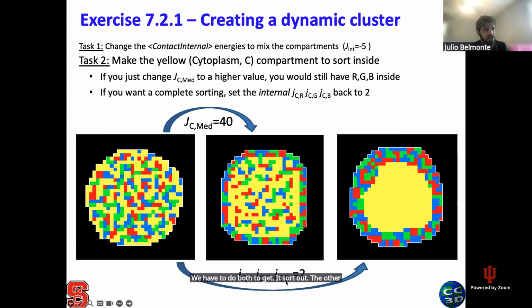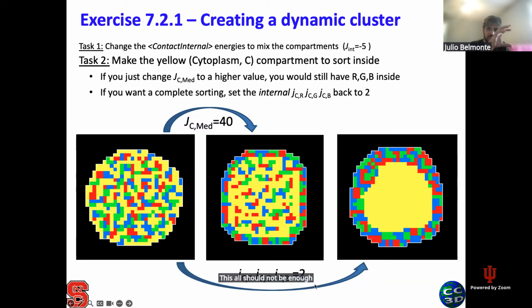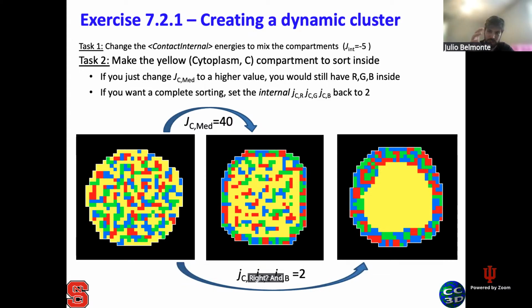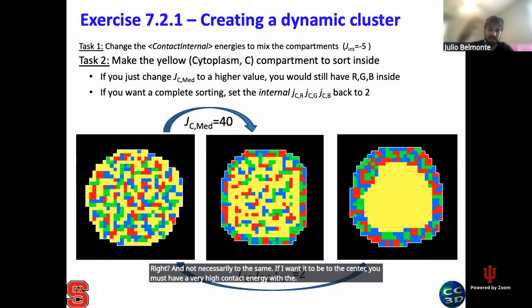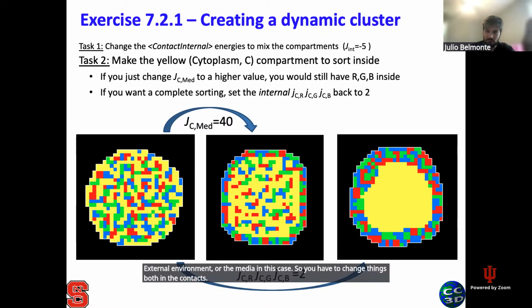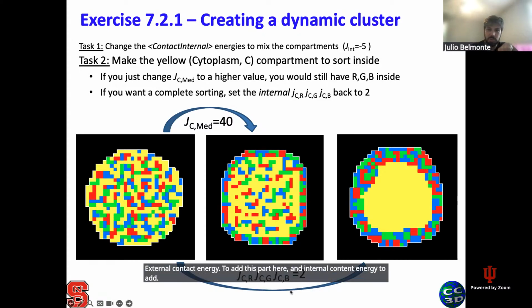The other thing that you have to know is that if you just do this part here, it's also not enough for the cytoplasm to go to the center, because the cytoplasm can still segregate from the other compartments, but go to the side of the cell, right? And not necessarily to the center. If you want it to be at the center, you must have a very high contact energy with the external environment, or the medium in this case. So you have to change things both in the external contact energy to add this part here, and internal contact energy to add this self-repulsion between the compartments.